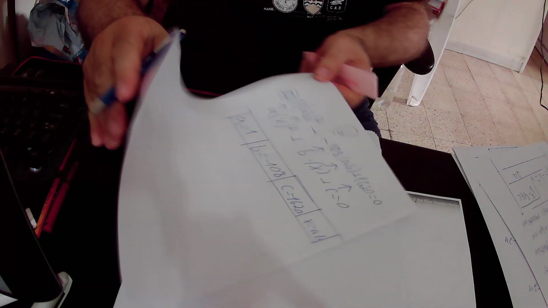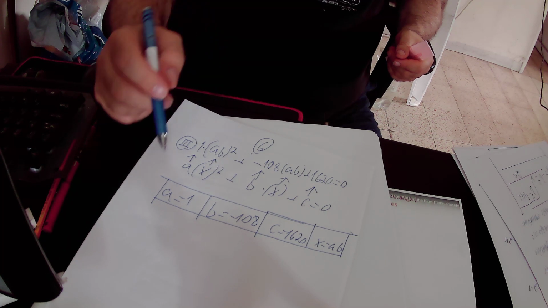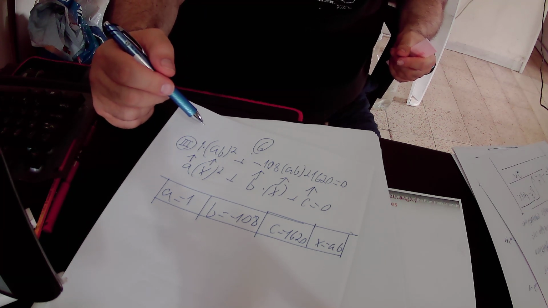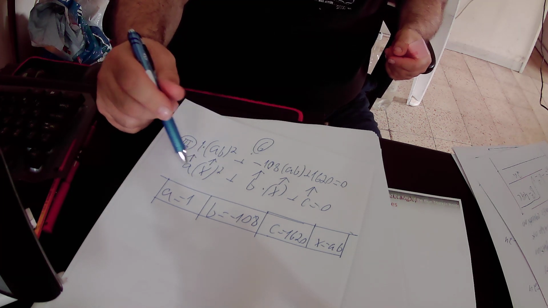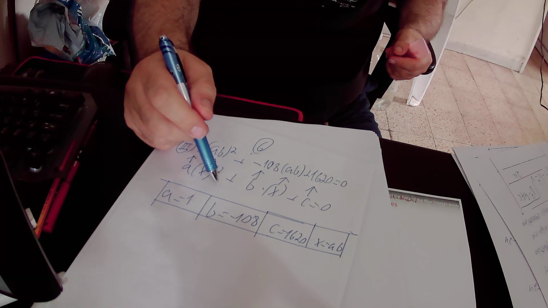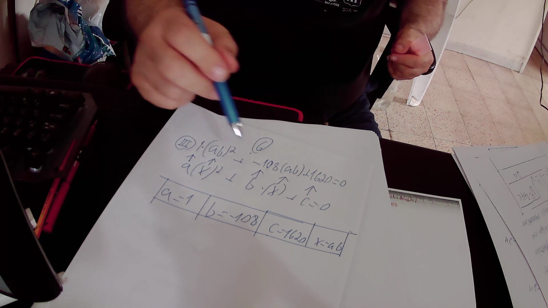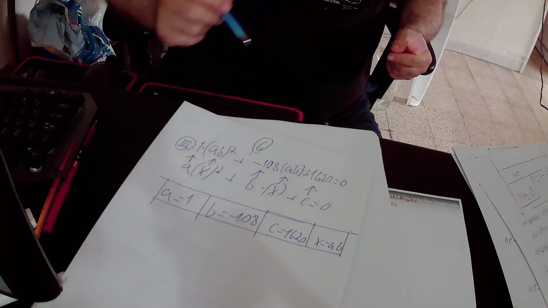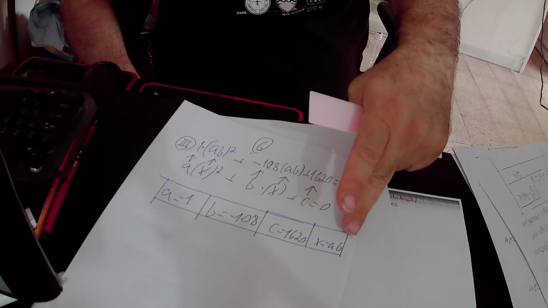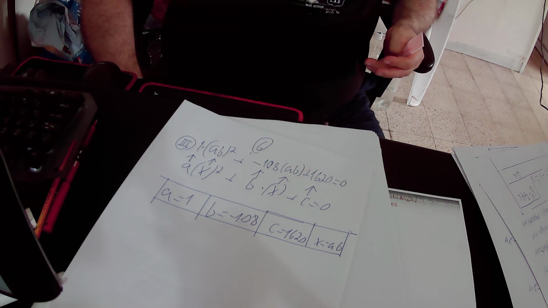So I'll repeat again. In our specific quadratic equation, A equals 1, B equals negative 108, and C equals 1620, and X equals A times B. Okay?